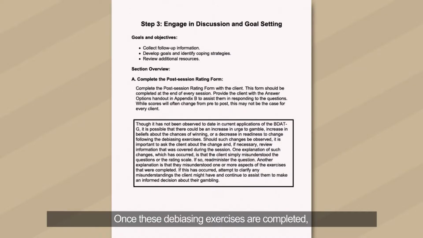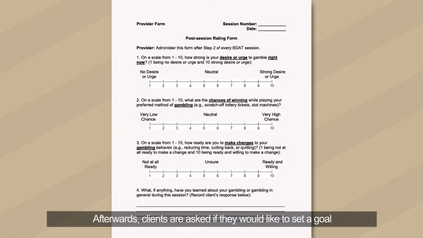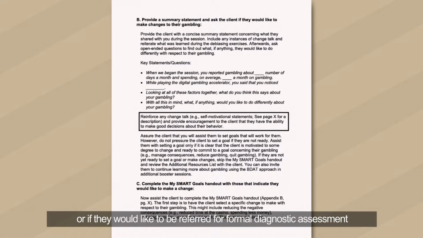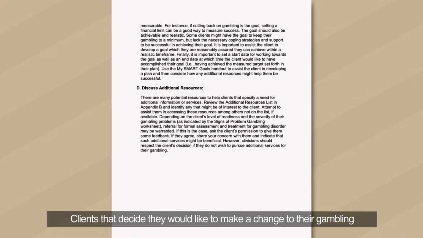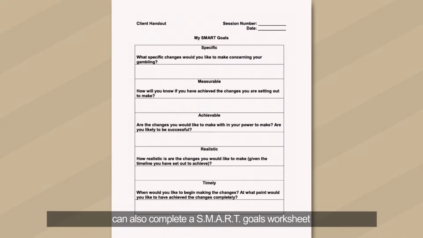Once these debiasing exercises are completed, in Step 3, the clinician will administer a post-session rating form and will then review with the client what was learned during the session. Afterwards, clients are asked if they would like to set a goal to make changes to their gambling behavior, or if they would like to be referred for formal diagnostic assessment or treatment services, should they be appropriate. Clients that decide they would like to make a change to their gambling can also complete a SMART Goals worksheet and obtain information about additional resources which are contained in the guide.